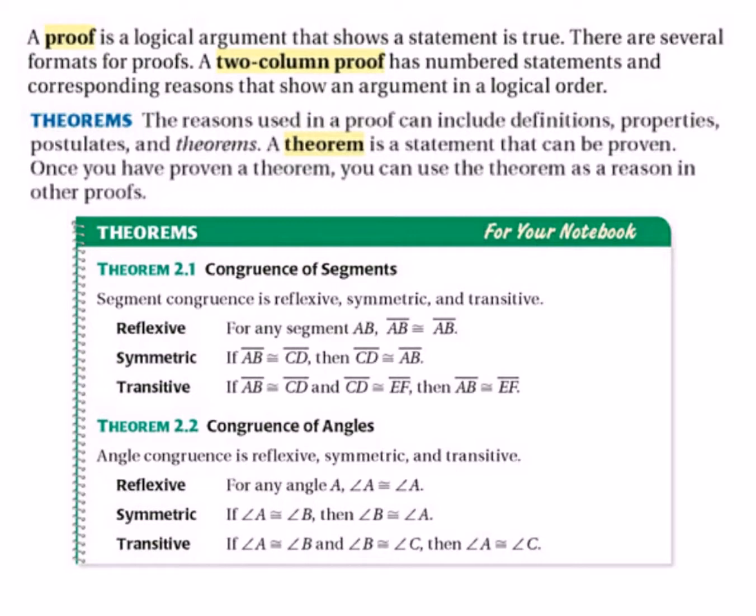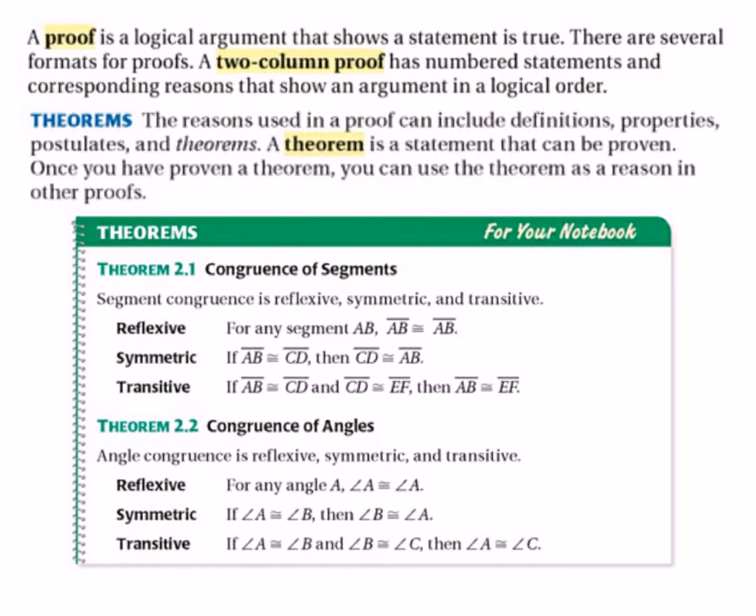Hello class. Today we are covering section 2.6, prove statements about segments and angles. Turn to page 104 and let's look at the vocabulary. A proof is a logical argument that shows a statement is true. A two-column proof has numbered statements and corresponding reasons that show an argument in a logical order.